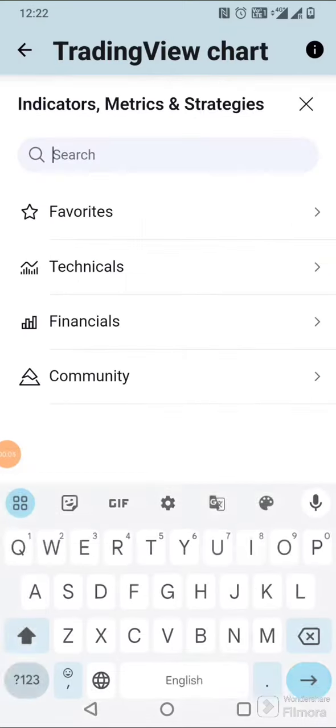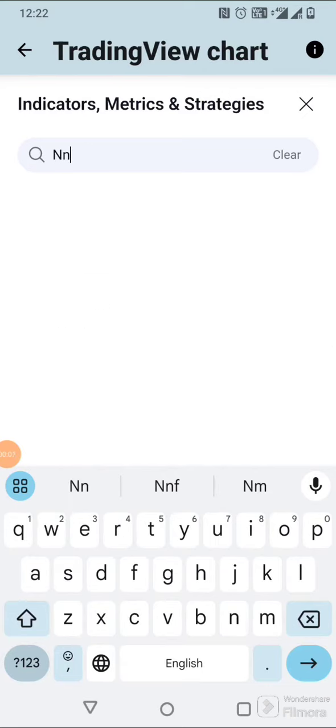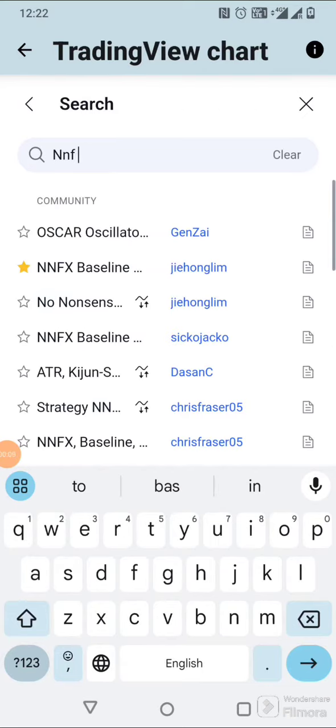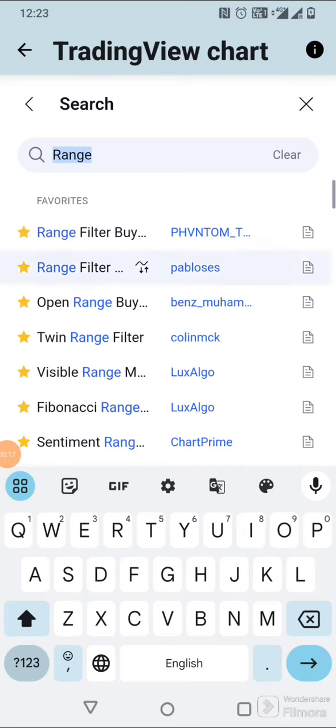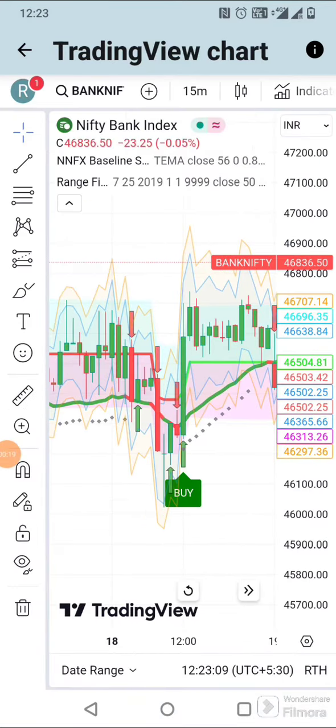Go to tradingview.com. In the indicator section, search for NNF baseline. Add one more indicator, that is Range Filter. Now both the indicators are applied.